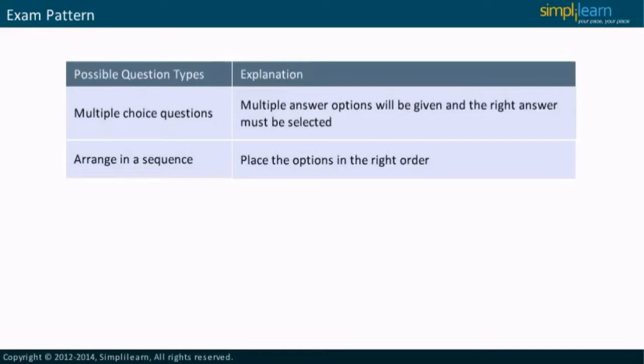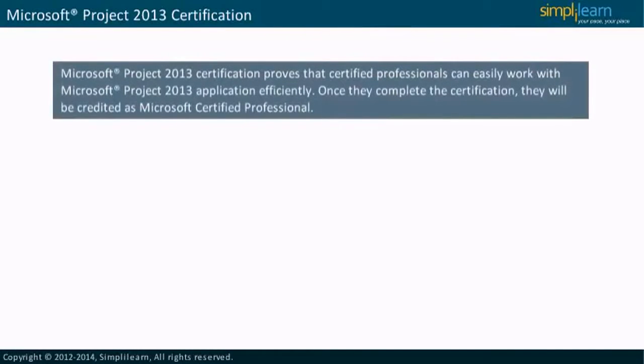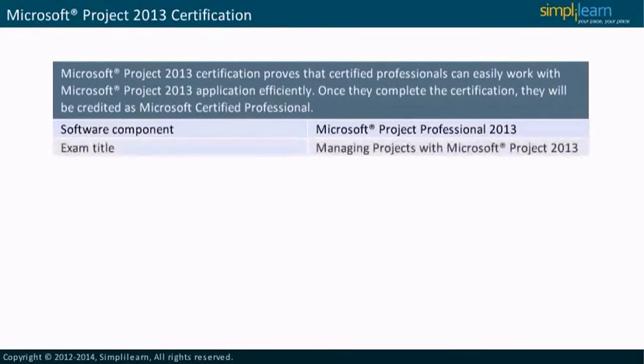In the following slide, we will look into Microsoft Project 2013 certification details. The Microsoft Project 2013 certification proves that the certified professionals can work with the Microsoft Project 2013 application effectively and efficiently. Once they complete the certification, they will be credited as Microsoft Certified Professional. The software component used in this certification exam is the Microsoft Project Professional 2013 application. The exam title is Managing Projects with Microsoft Project 2013.